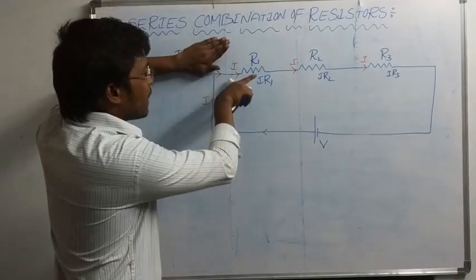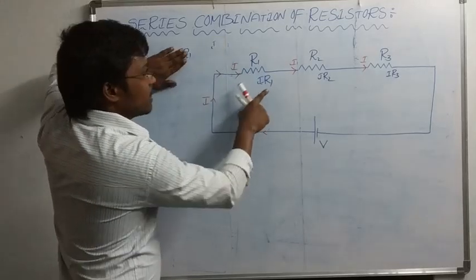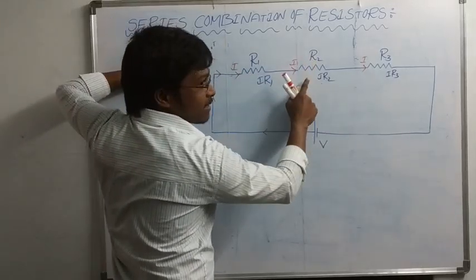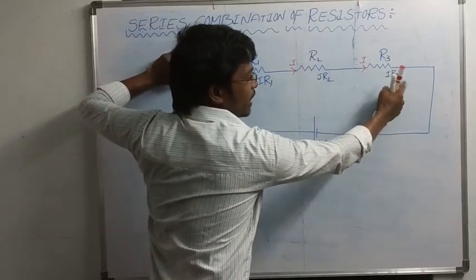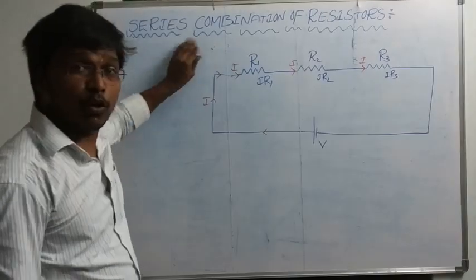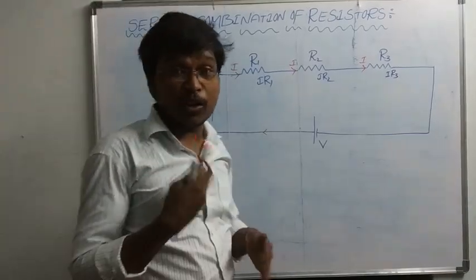The current is passing through this resistor, so I into R1. The current is passing through the second resistor, so I into R2. Current is passing through this resistor, so I into R3. We know already, I told you in the previous class. What was the previous class? Ohm's law. What is the Ohm's law expression?